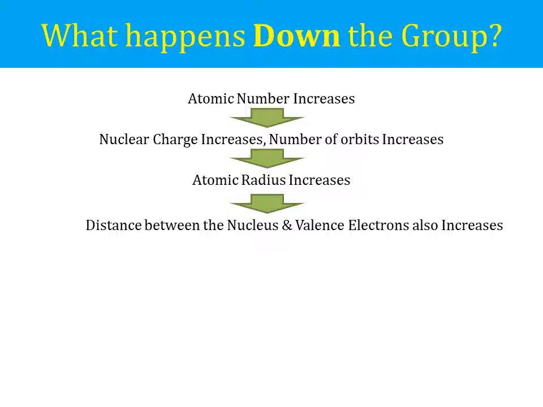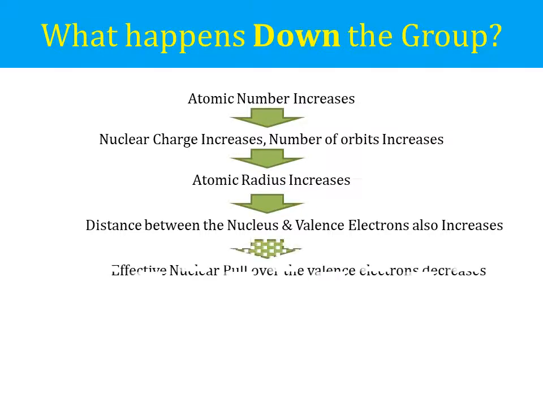Valence electrons, the outermost orbit. So the radius will increase, and the distance between the nucleus and the valence electrons will also increase. Yes, of course. If that happens, then effective nuclear pull over the valence electrons decreases. They're away from the nucleus. So will the nucleus be able to pull the valence electrons so firmly?